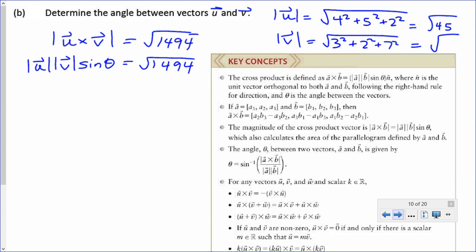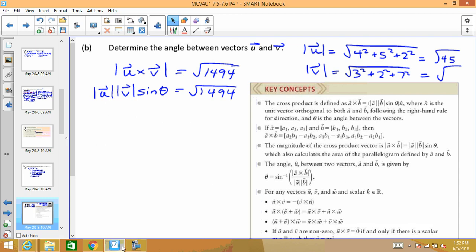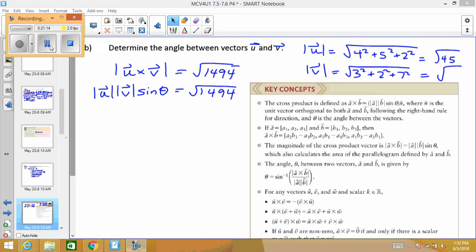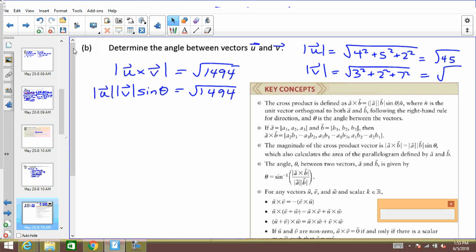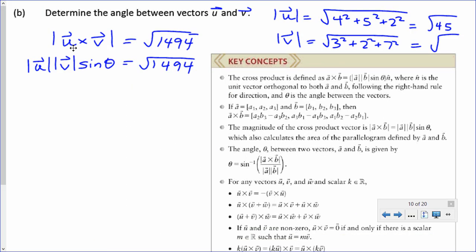But anyway. I think that one's root 45. Plus 25. All right. What's the second one, guys? Root 62. Okay. So root 45 times root 62 sine theta is root 1494.